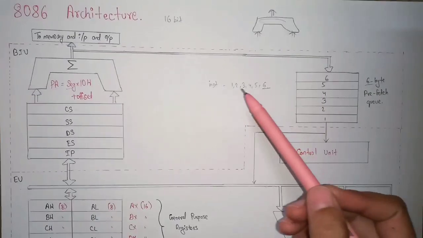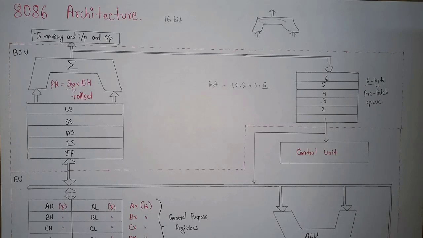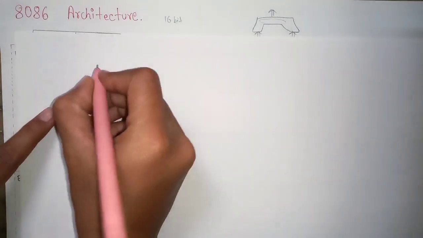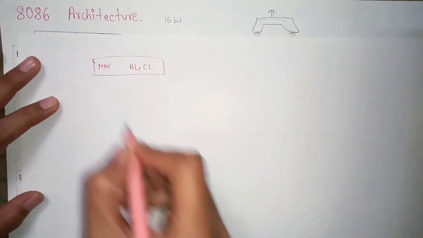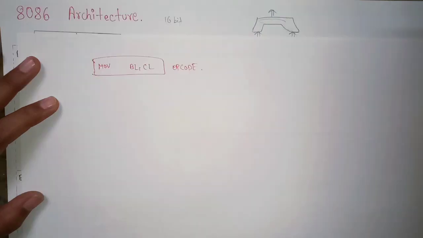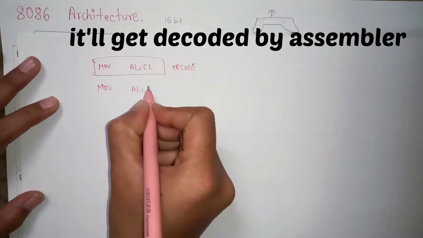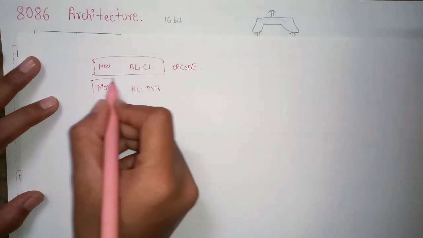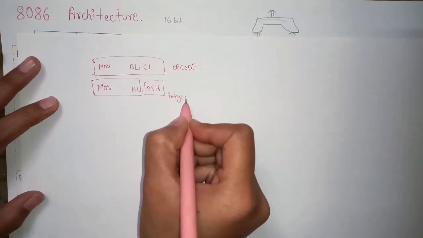Now you might have a question: how can an instruction be of different bytes, right? So see, I'll give you an example. Let's consider the assembly language that we write, that is MOV BL, CL. I already told you in the previous video that this is a complete opcode. This will get decoded in the microprocessor. Now if I write MOV BL, 25H, then this entire thing is not an opcode, but only this part is an opcode and this is an integer or a number.